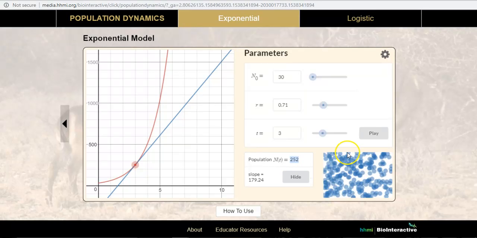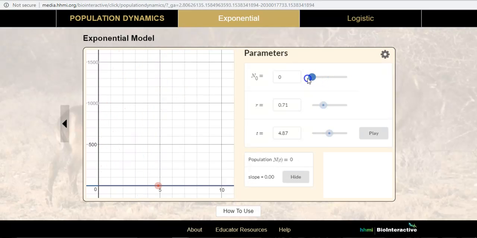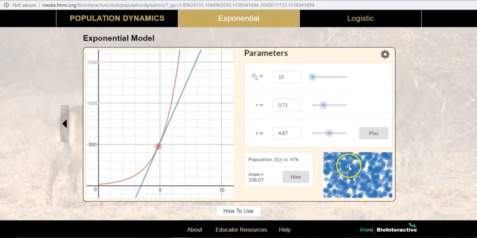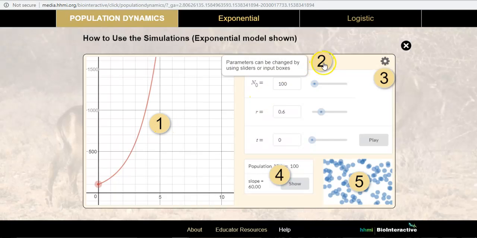And it gives you the slope. So if I continue it, I can have them stop at 5 years and ask them what the slope is. What's the difference at each intersect, or at each point? What is changing? Why is it growing faster here? And again, it's fun to play with. And it even gives you a nice little density depiction down here in the bottom right. It also has a how-to bar. So 1 shows you the graph. 2, the parameters that can be changed.